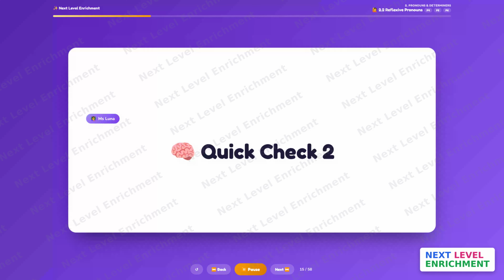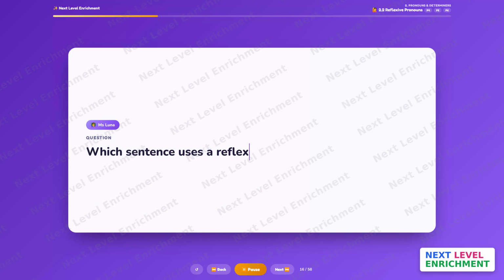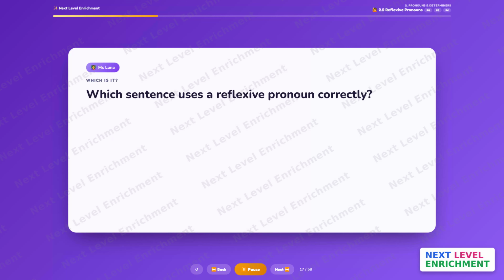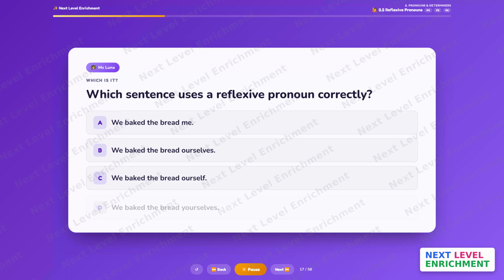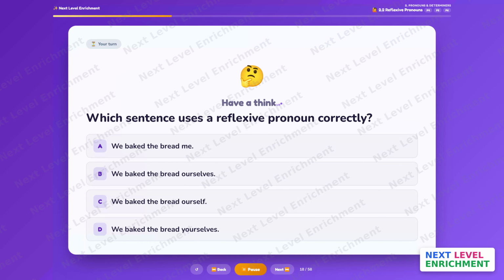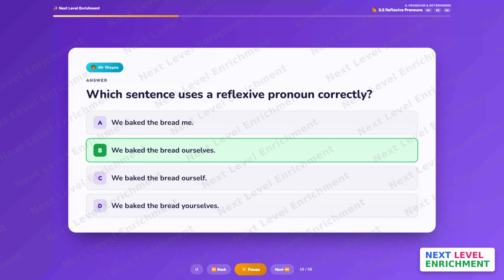Quick check 2. Which sentence uses a reflexive pronoun correctly? A, we bake the bread, me? B, we bake the bread ourselves? C, we bake the bread ourselves? D, we bake the bread yourselves? The answer is we bake the bread ourselves. The subject we is plural, so the reflexive pronoun is ourselves.